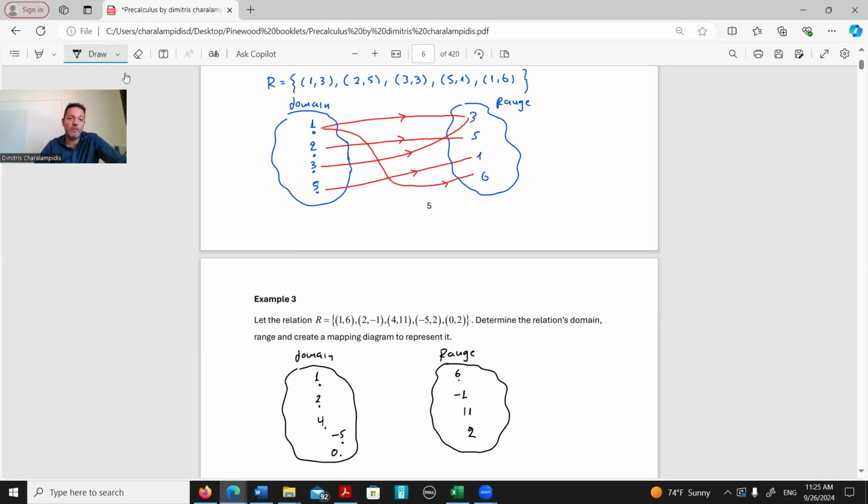And now I will simply connect them with arrows. From 1, it should go to 6. From 2, it should go to -1. From 4 to 11. From -5 to 2. And from 0 to 2 as well. I think it's a quite easy process.